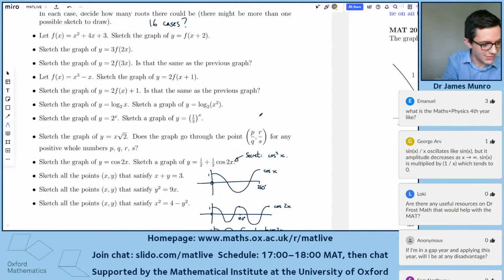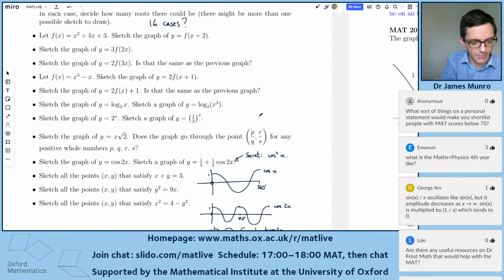The classic question in here as well: what sort of things on a personal statement would make you shortlist someone with maths scores below 70? We're looking at context around applications. We're looking at the context in which you've achieved previous academic achievements, and we like to look at people's achievements in context as well. That's, I think, the best thing to say there. Good. Nobody's personal statement is bad. Nobody's ever written a really bad personal statement.